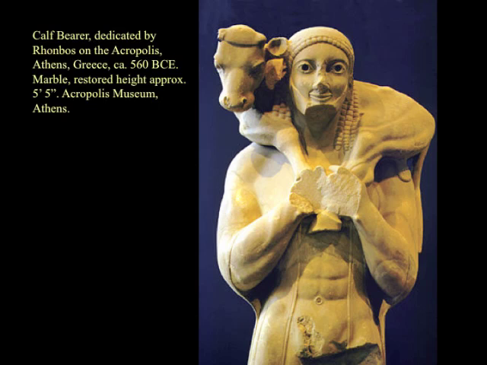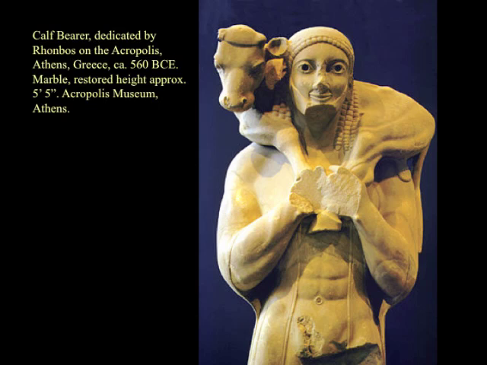So another really particularly interesting one we can look at here is called the calf bearer. We know the patron of this. It was dedicated by a man named Rhombos. It was placed on the Acropolis in ancient Greece, created about 560 BCE. And its restored height, it's about life size, probably 5 foot 5 inches in height.